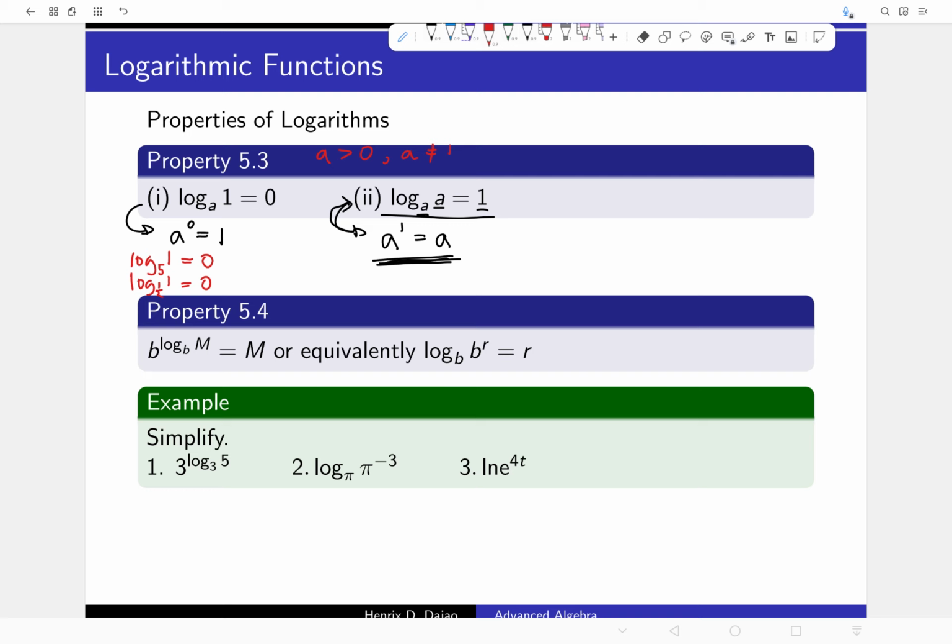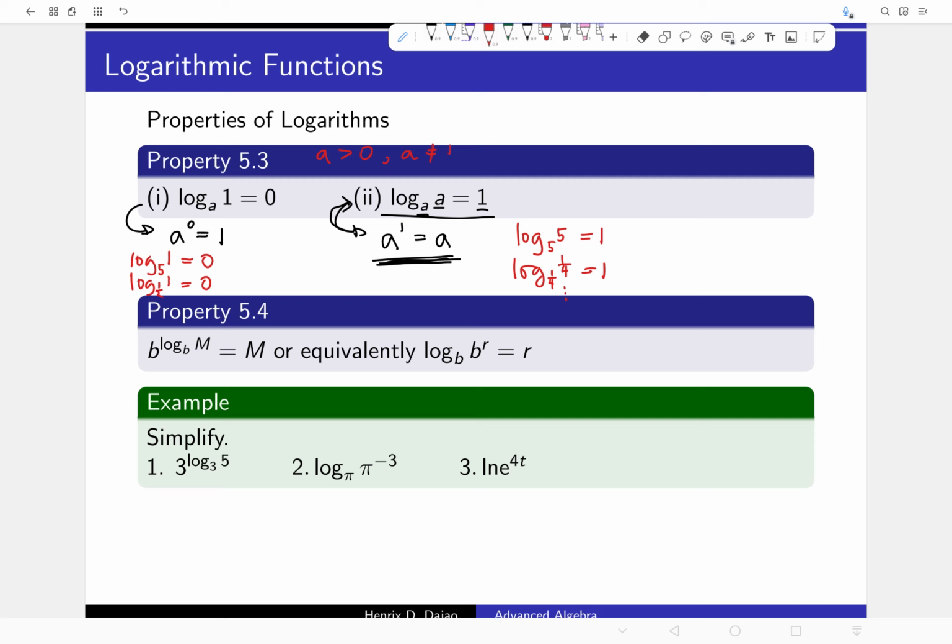For 2i, we have, let's say, the logarithm of 5 with base 5, that's always equal to 1. Logarithm of 1/4 with base 1/4, of course, that's equal to 1, and so on and so forth. So that's properties 5.3.